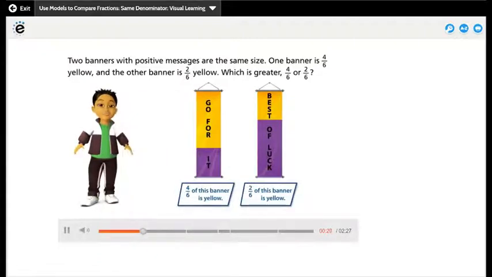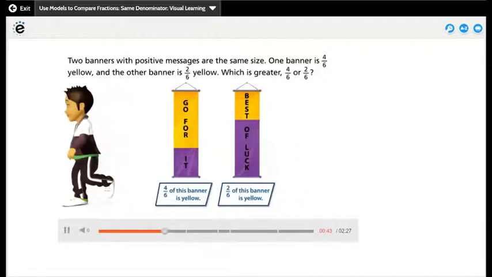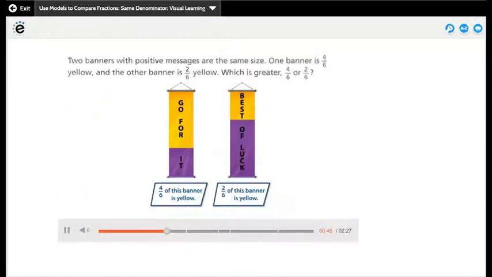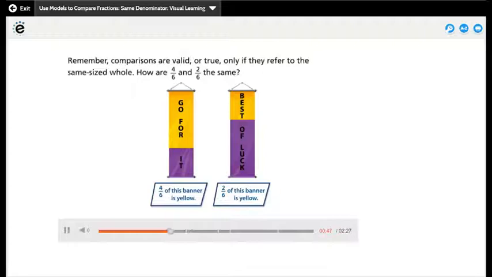Two banners with positive messages are the same size. One banner is 4/6 yellow, and the other banner is 2/6 yellow. Which is greater, 4/6 or 2/6? Remember, comparisons are valid or true only if they refer to the same sized whole. How are 4/6 and 2/6 the same?